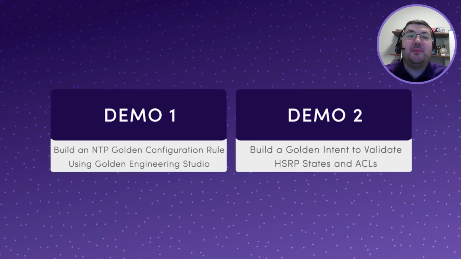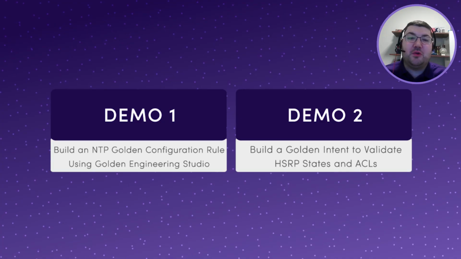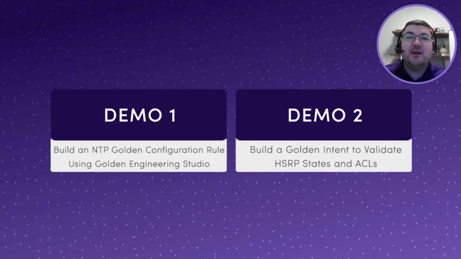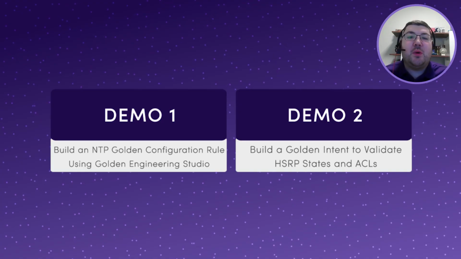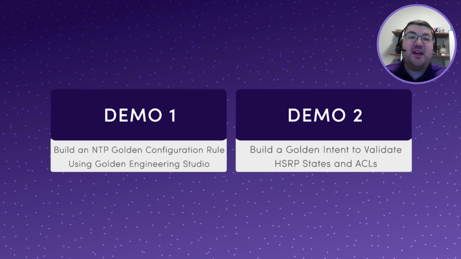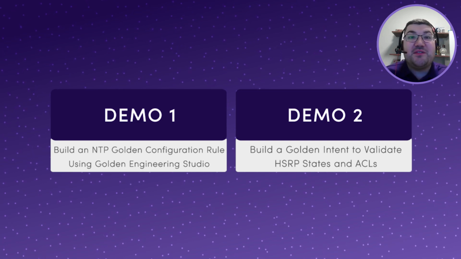I will be taking you through two different demos in this video. The first demo will show you how to build an NTP Golden configuration rule in the all-new Golden Engineering Studio. The second demo will show how easily we can build a Golden intent to validate HSRP states and ACLs. So let's jump right into the first demo.